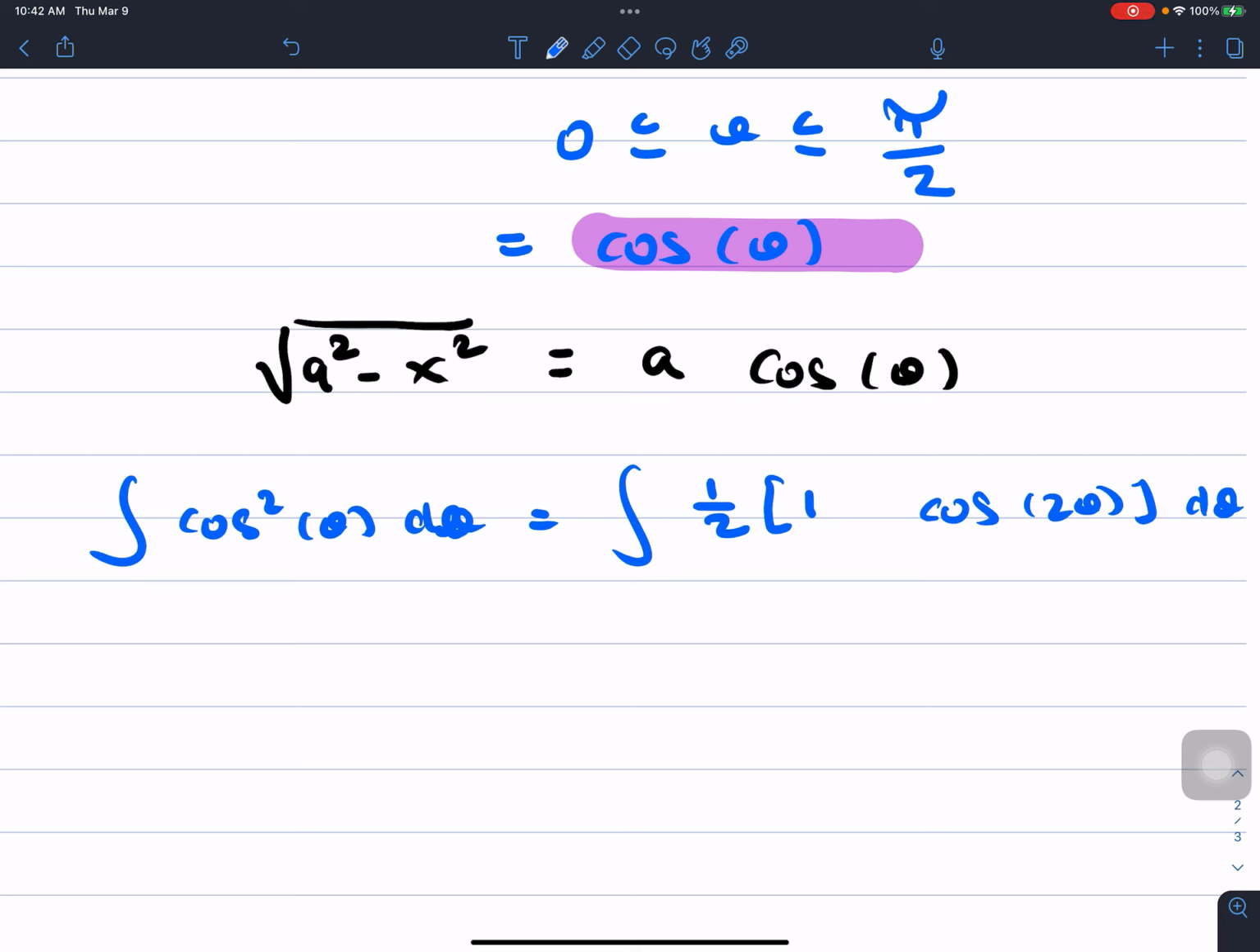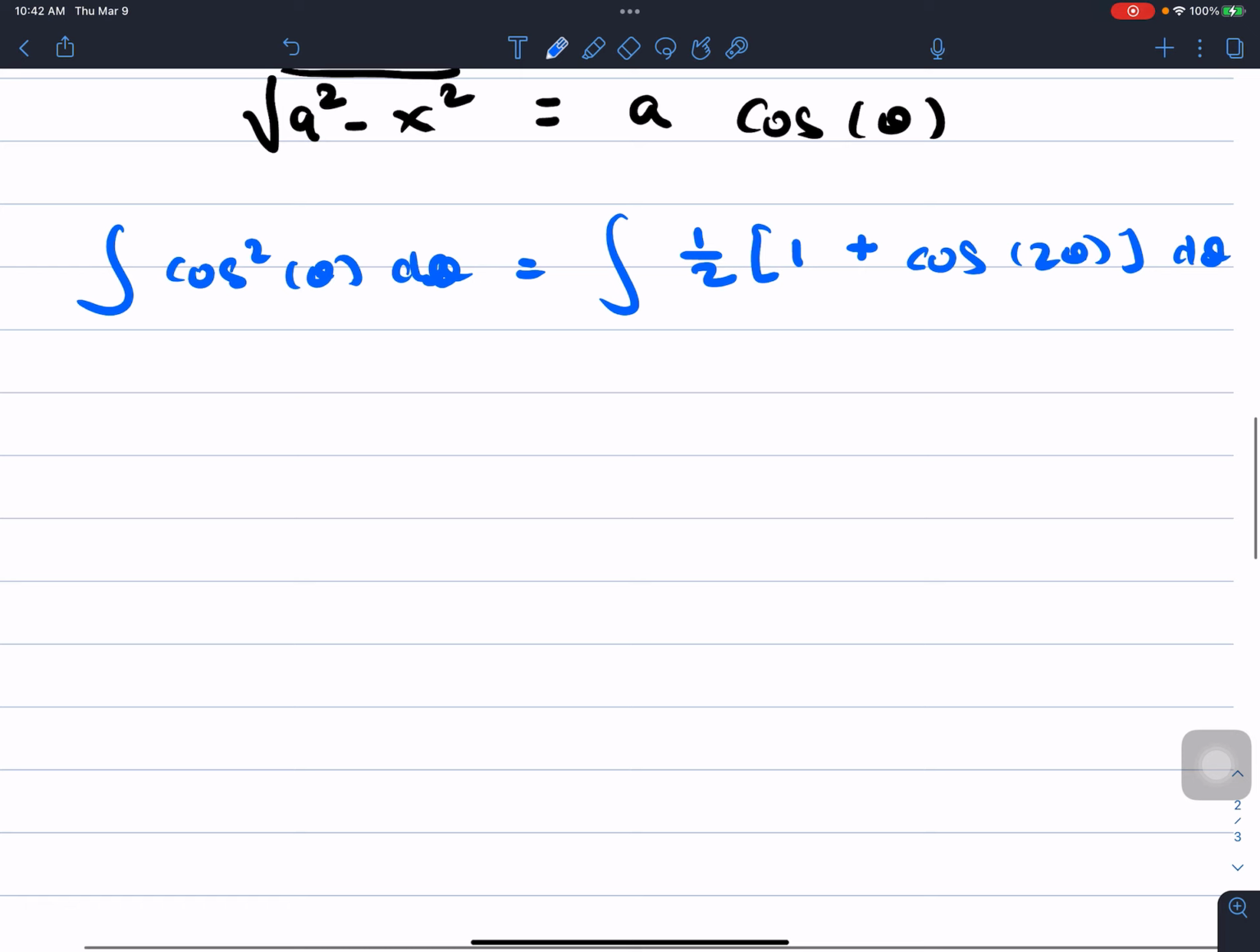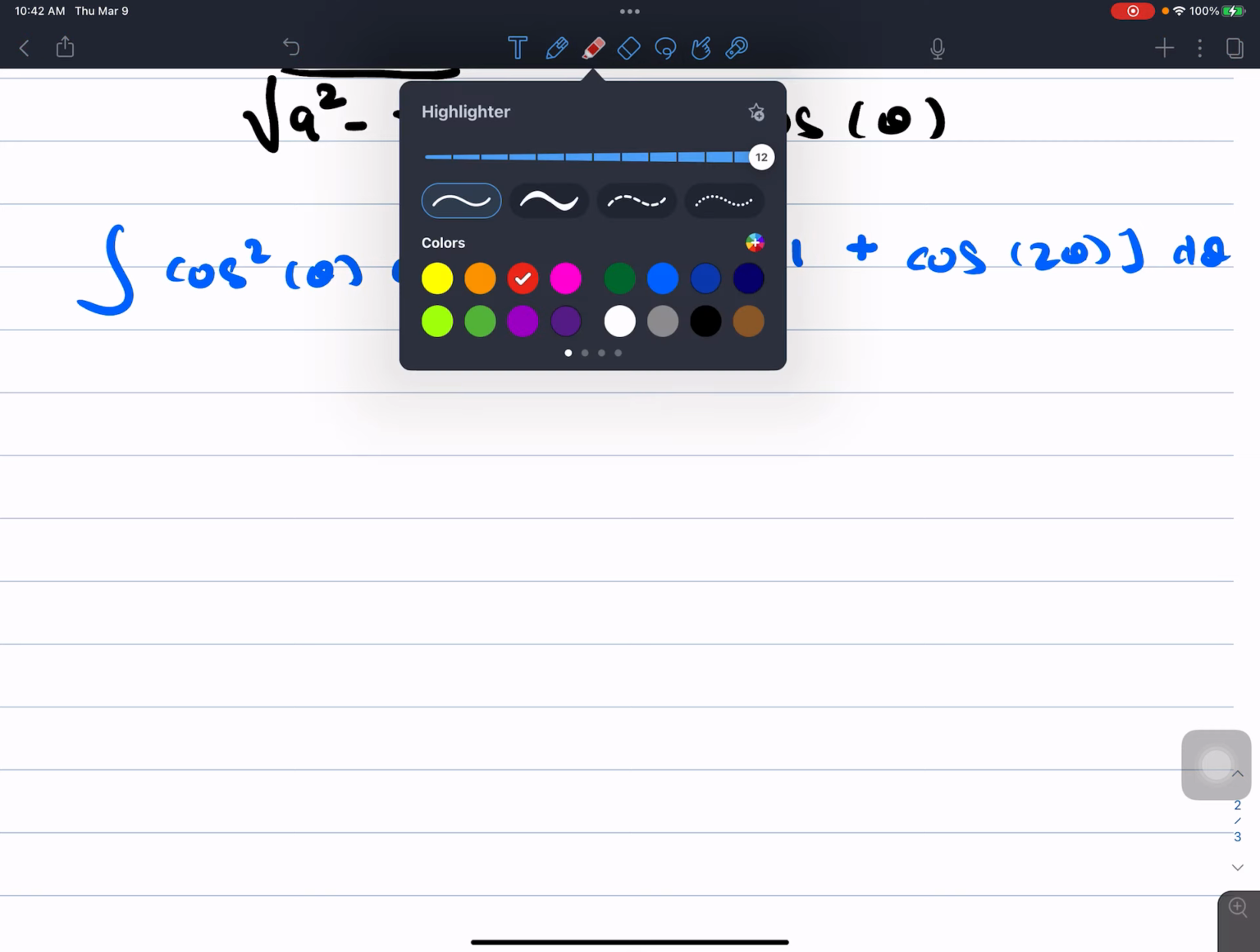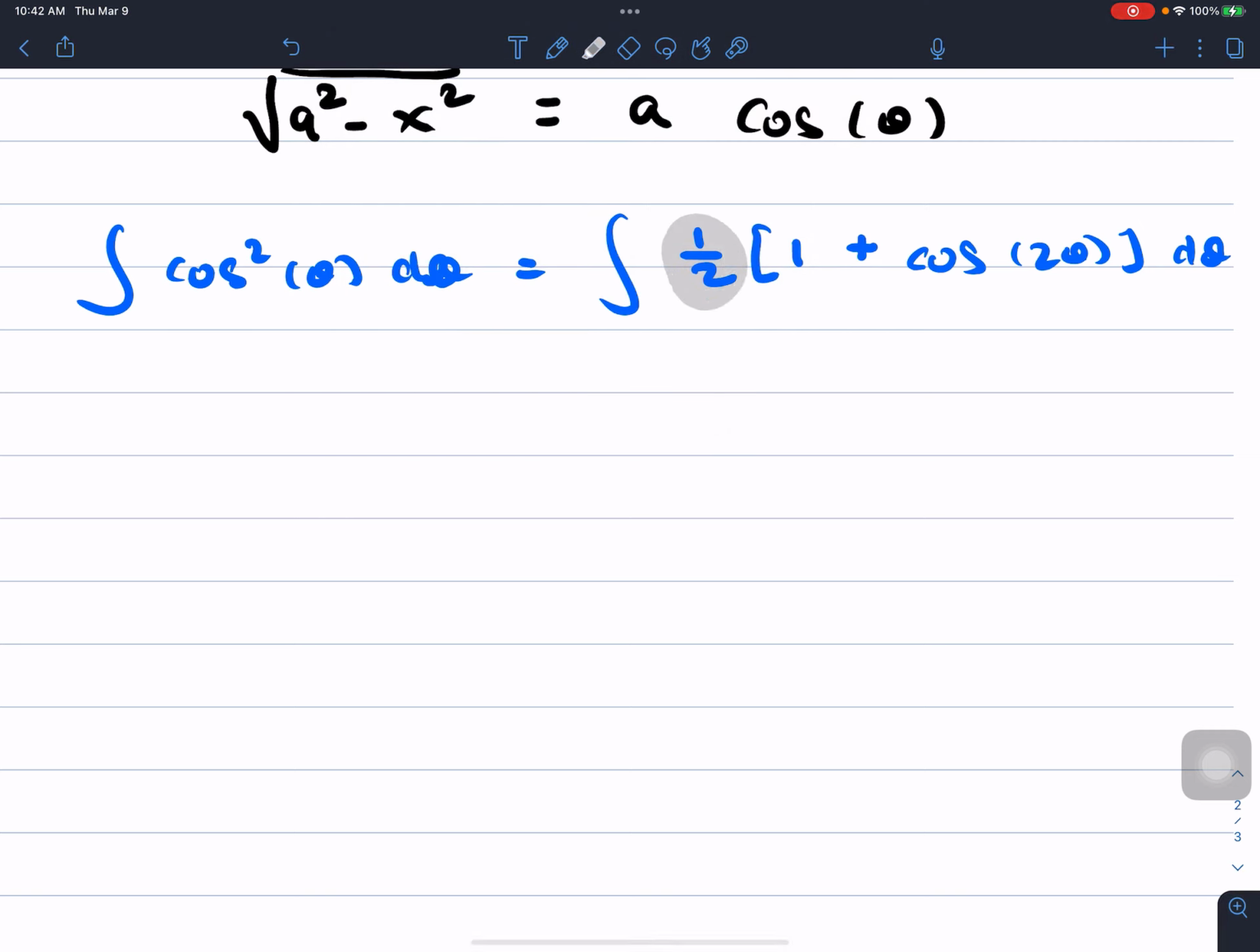Cosine squared theta, you guys know this one's plus. Sine squared is minus. So we actually integrated, as an example, sine squared on the homework. They might have had cosine squared. So pull out the 1/2 now, and now you got 1 plus cosine 2 theta d theta. Is that true? You guys with me on that?